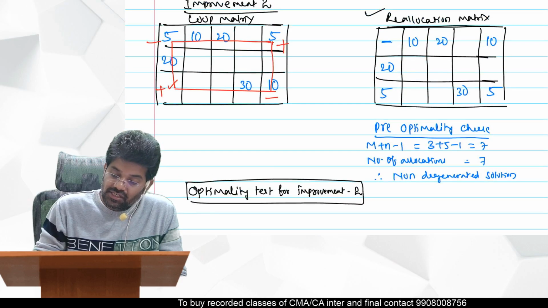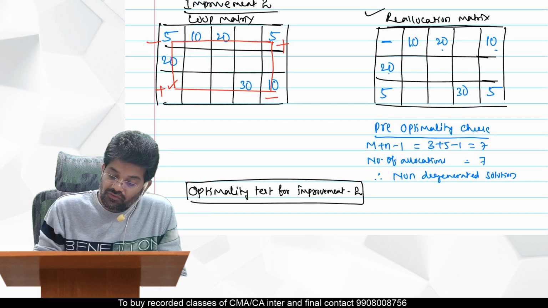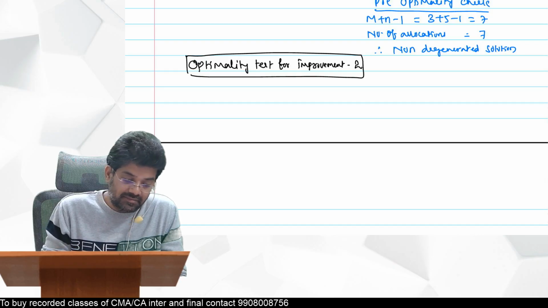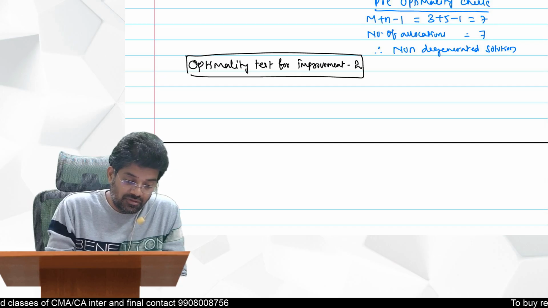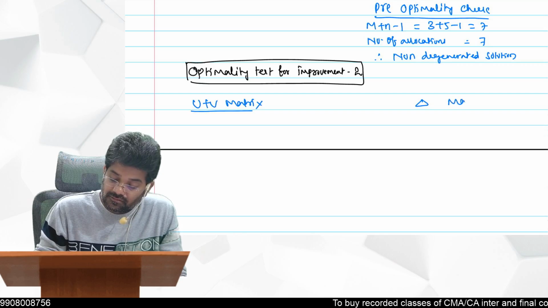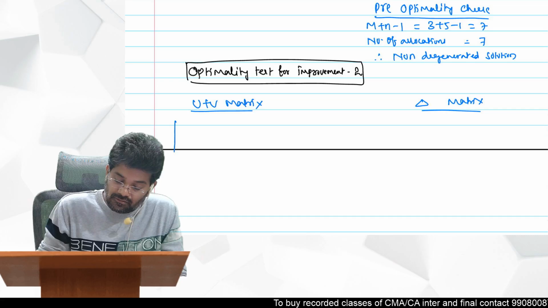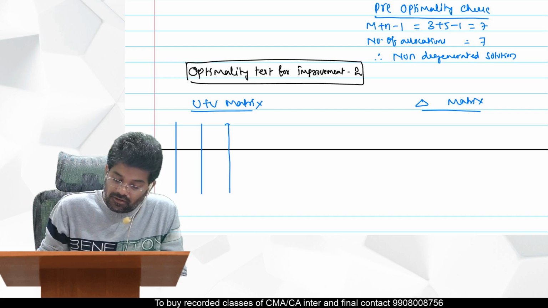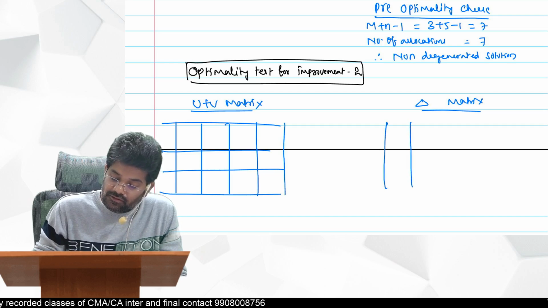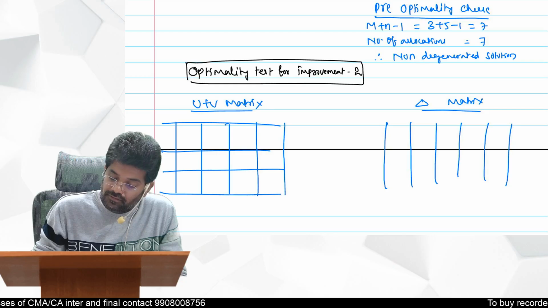Now revised allocations, how many? 1, 2, 3, 4, 5, 6, 7 allocations, yes. Now we should prepare the U plus V matrix and then the change matrix. 1, 2, 3, 4, 5. 1, 2, 3. 1, 2, 3, 4, 5.